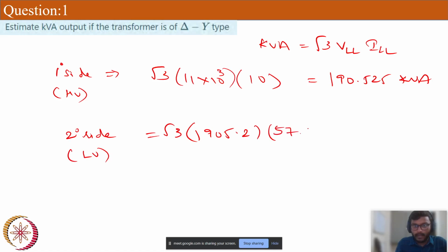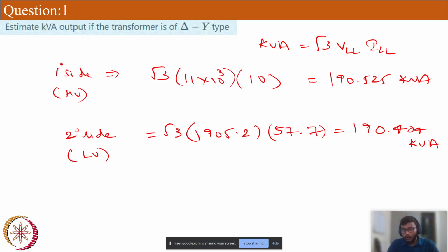Let's see whether we are getting the same answer or not. Some calculate for me quickly. 57.7. Okay, yeah, we got 190.404 kVA. Again, if you don't neglect all the decimals, we will get exactly the same kVA. So it's tallying, it's not a problem.